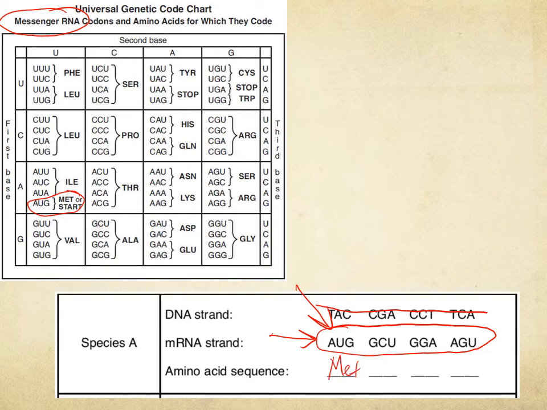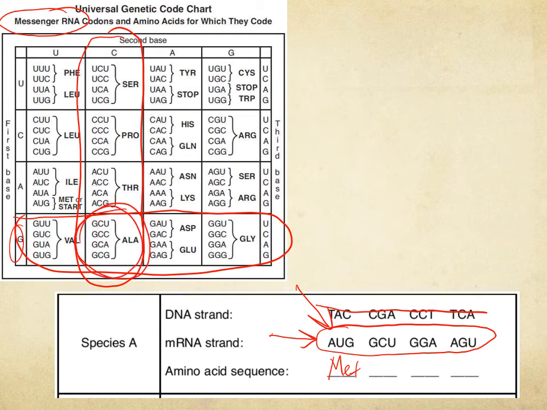Let's go to the next one. GCU. Let me erase my ink. GCU, the first letter is G, so I'm going to look on the left side. That says I'm looking in this row. C is the next one right here. I'm looking in this column. And these two things cross over and intersect right here. So I'm looking in that box. The third letter is U, so I see it right there. And luckily, all four possibilities of this combination of letters code for the same amino acid. That's alanine, ALA. So I'm just going to write ALA.